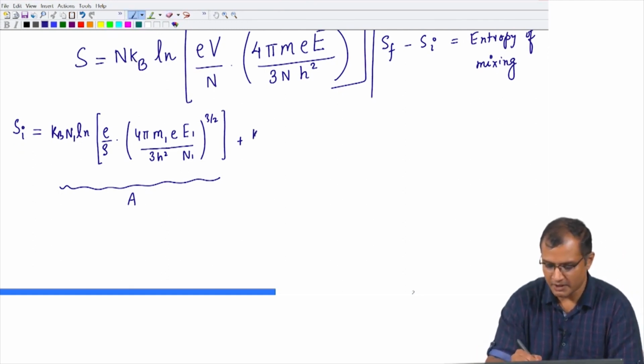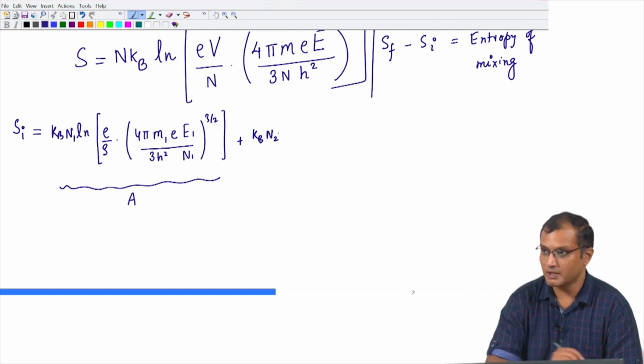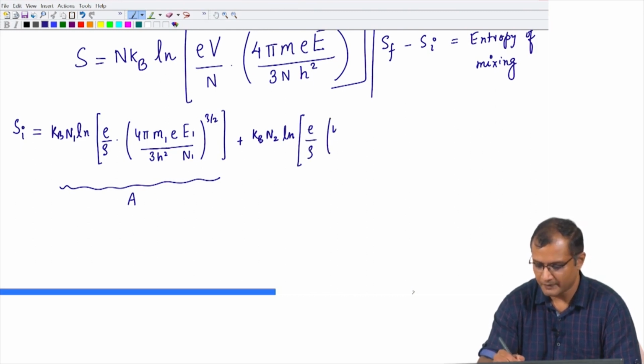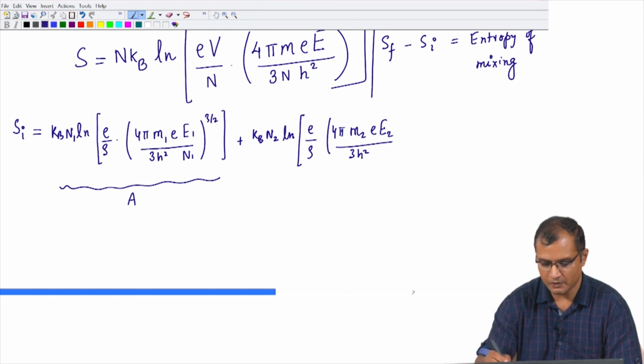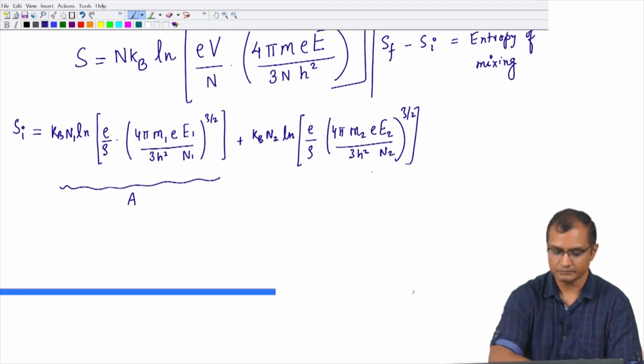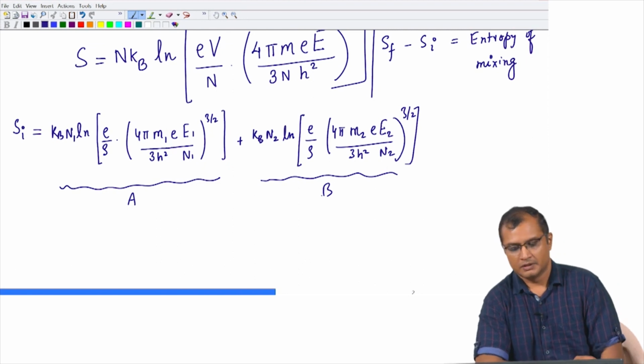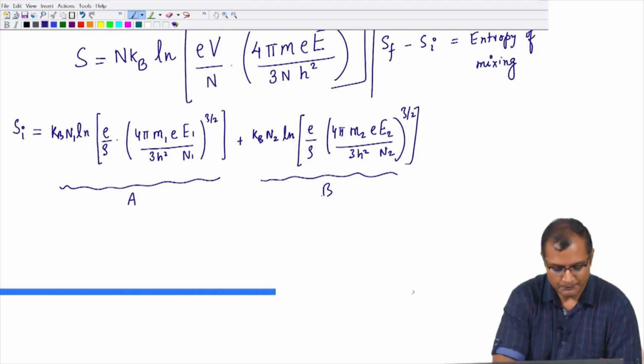This would be Kb N2 ln e by rho into 4 pi m2 E2 by 3 h square N2 to the power 3 by 2. Is it fine? This is for the B. Okay.